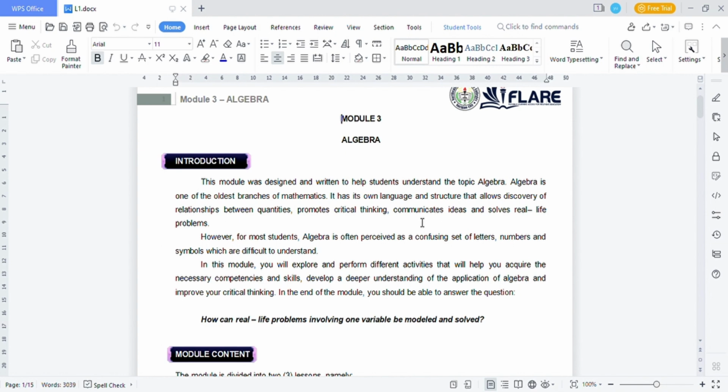In this module, you will explore and perform different activities that will help you acquire the necessary competencies and skills, develop a deeper understanding of the application of algebra, and improve your critical thinking. So in the end of the module, you should be able to answer the question, how can real-life problems involving one variable be modeled and solved?